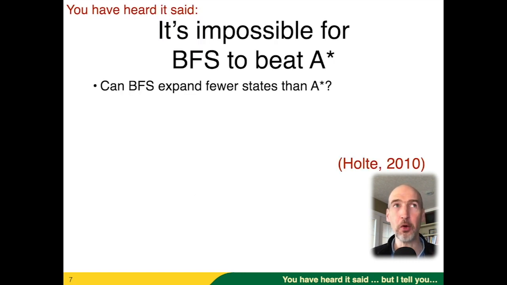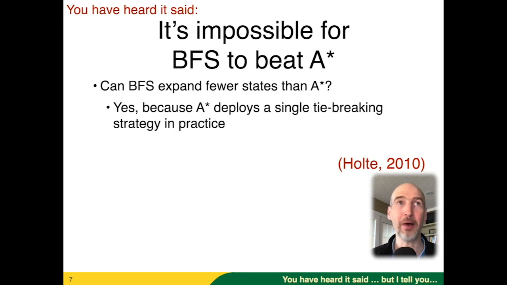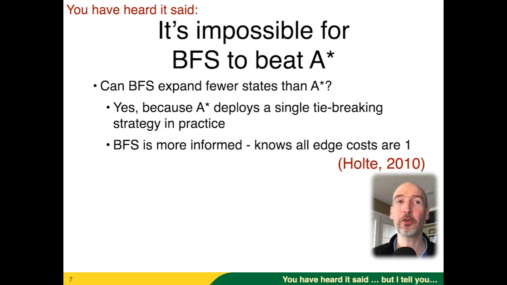And this is a bonus "you have heard it said." You may have heard it said. This was actually posted on a popular Q&A site last week: it's impossible for breadth-first search to beat A*. Holte 2010 again actually debunked this and said, well, no, it is possible. So I'm not going to tell you that, but you can read Rob Holte's paper. The reason would be, well, A* has a single tie-breaking strategy, and breadth-first search is actually more informed. It knows what all the edge costs are.